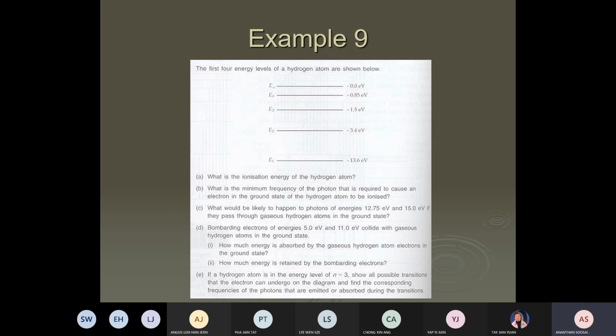Maybe A is something new you learn. Yeah, the ground state energy is the ionizing energy. B, I expect you to know. E equals hf, you find the frequency. But the main focus of this question, what I'm asking you to do is C, something different. Okay, look at C. Okay, what does C say? Read C. Figure out what you think the answer should be.